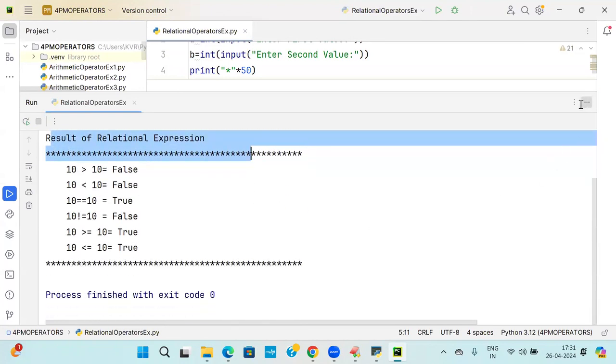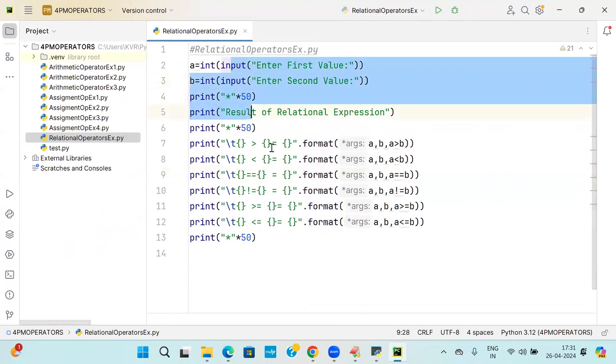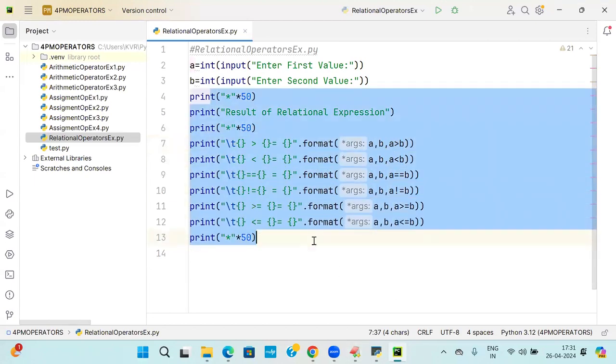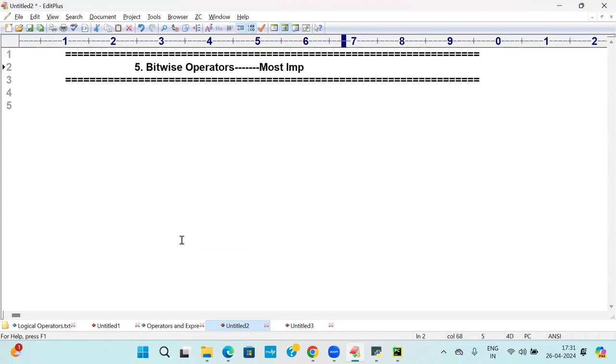This is about the result of relational expressions. I hope that you understood the meaning of the relational operators program. Clear? Right. This actually I needed to tell you yesterday, and that I showed here, all the operators demonstrated. Now next, students in online, I hope you got it. Now I need to go for which operator?